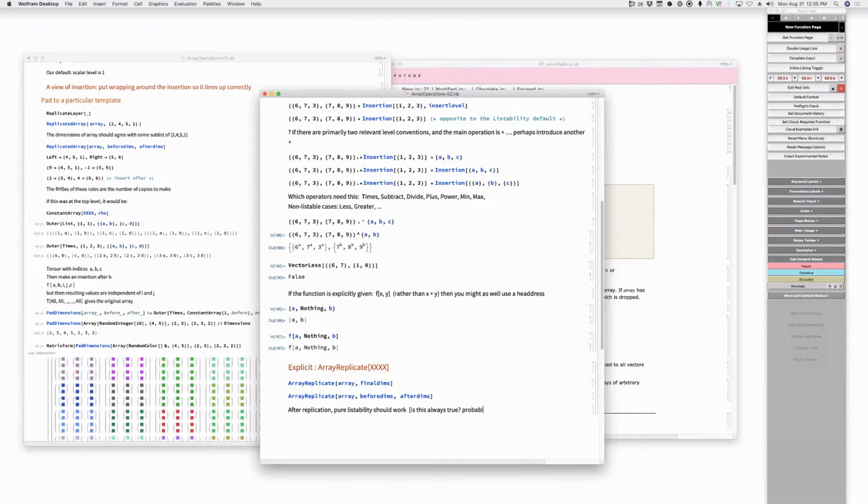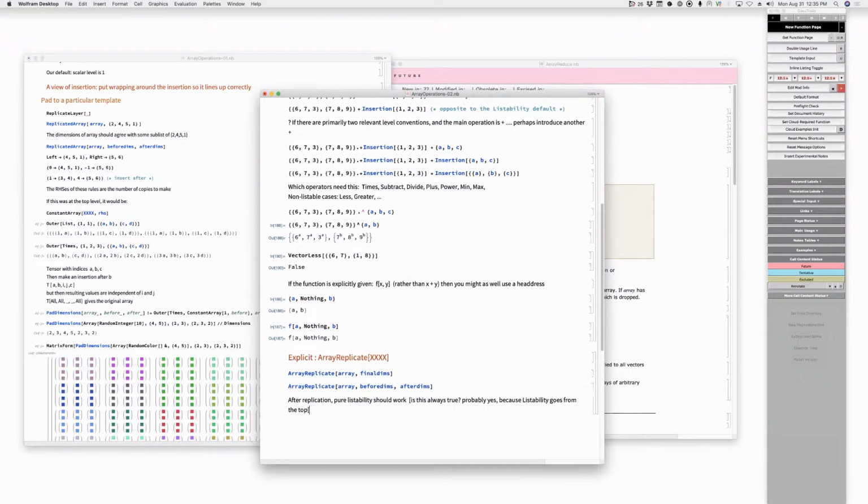Do you understand what I'm saying? I don't understand what you mean. What I mean by that is, the alternative convention for insertion looks at the lowest level, like this insertion 1, 2, 3 would go in and insert in the lowest level. Listability starts from the top. So long as these things are conformant at the top, listability should work.